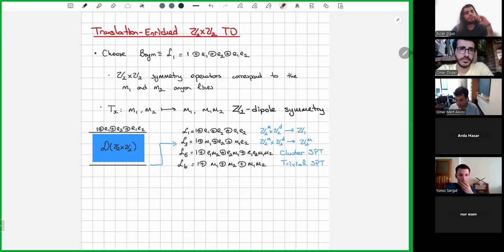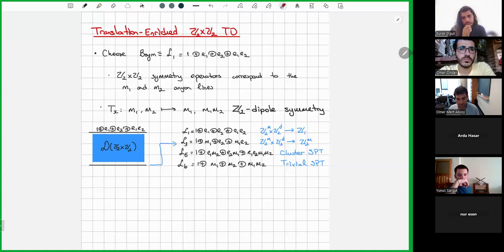But importantly, translation has an action on M1 and M2. It doesn't change M1, but it takes M2 to M1 times M2. And that should remind you of something. That's exactly the action of translation on the Z2 dipole symmetry. So the claim here is that once you choose this top boundary, you are actually effectively choosing the Z2 dipole symmetry. Then I can put the other 4 on the bottom and classify the phases. And then it replicates the Z2 dipole symmetric phases where the translation is preserved exactly.